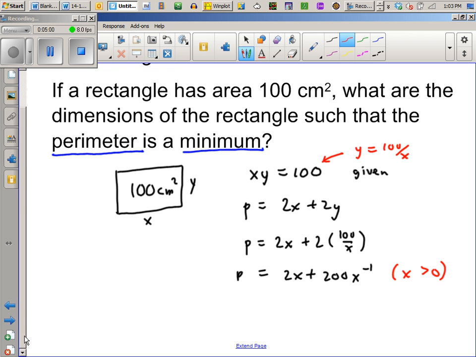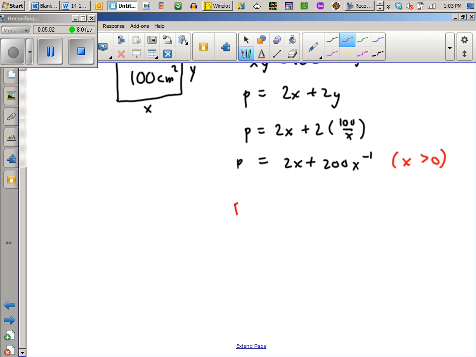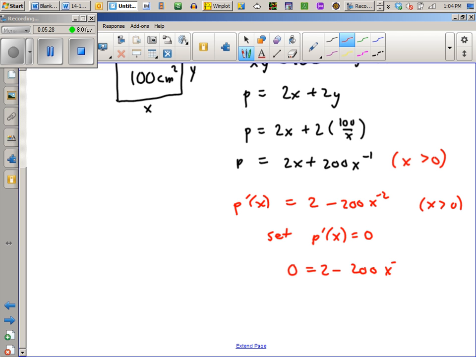Now we'll jump into the calculus. Okay, so we find the derivative. P prime of x is 2 minus 200 x to the minus 2. And this is good for any x's that are positive. Just a little side note there. And we want critical points. So set P prime of x equal to 0. And you can add the 200 x to the minus 2 to this side.